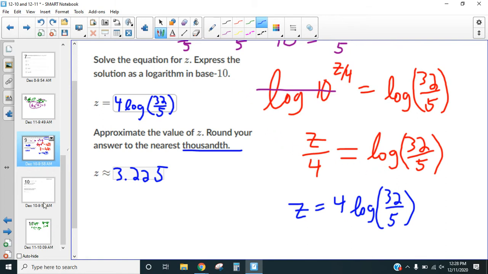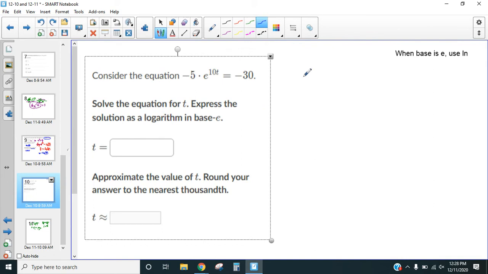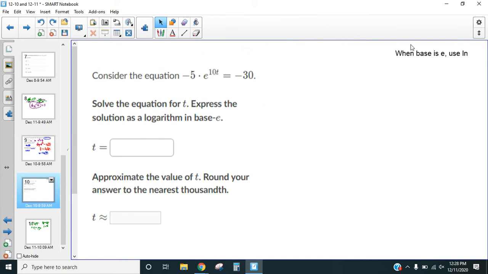All right, now, here's the next one. Next one has a funky part to it that we've never seen before.